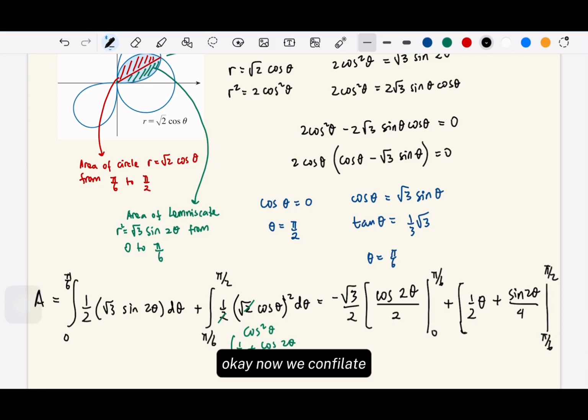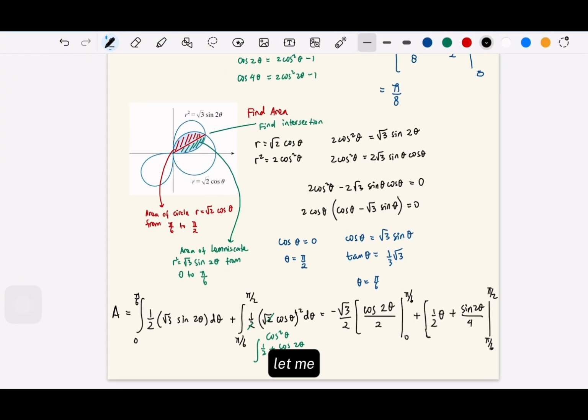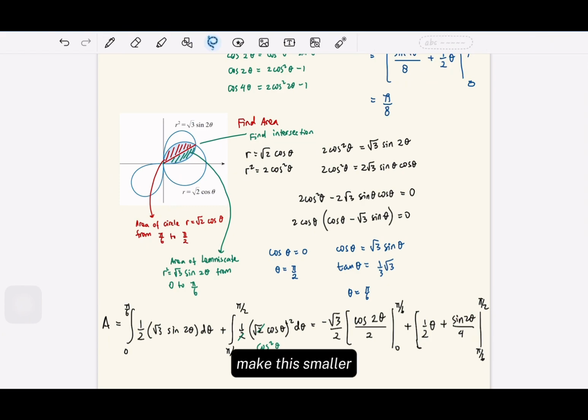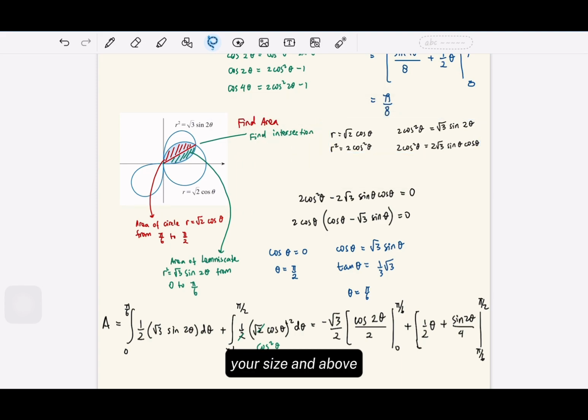Okay, now we calculate. Let me make this smaller. Resize the part.